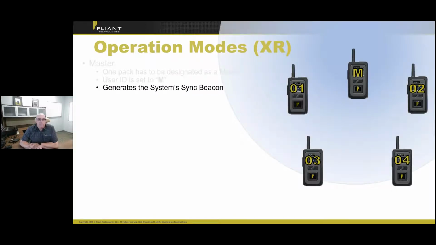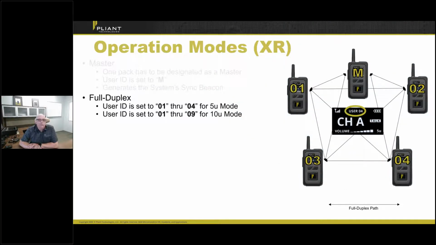Once again, the master, once it gets set as a master, that generates the system beacon. So again, you have to stay within range of that master. Then you can have in the 5U mode or extended range mode, you set up your full duplex users. In this case, we're using 01, 02, 03, and 04. These are the ones here. And keep in mind, these are all full duplex paths. So to explain the key here, there is full duplex communication, hands-free, no need to key up, communication between all 5 packs. Okay, so that will give you a total of 5.